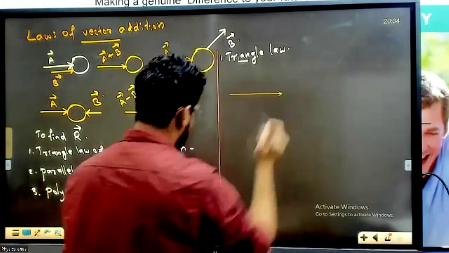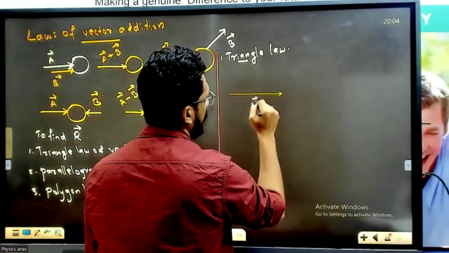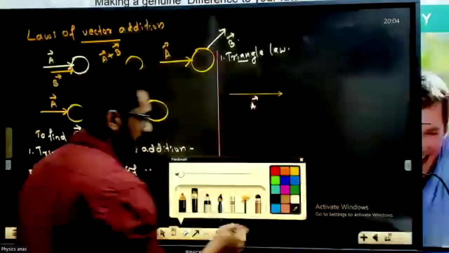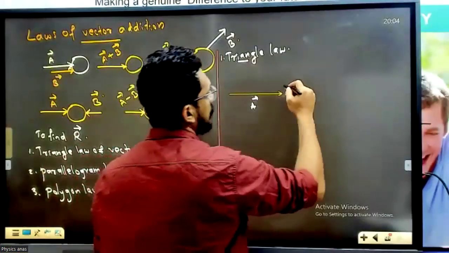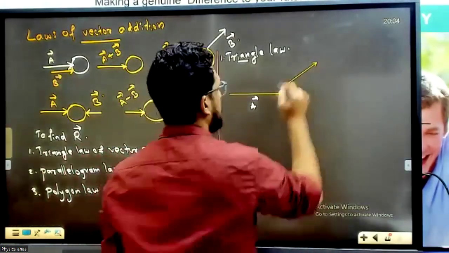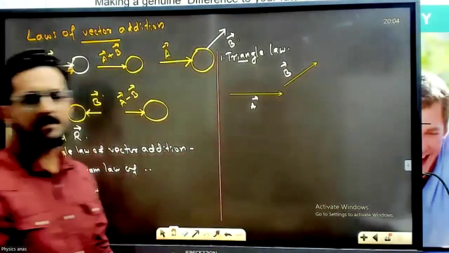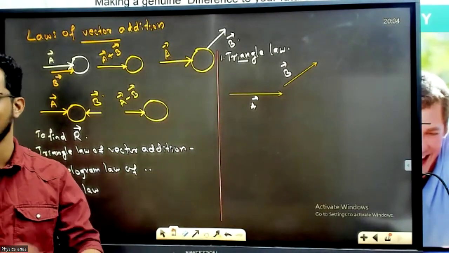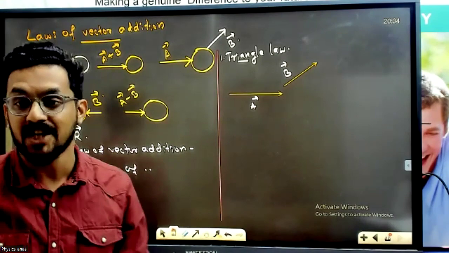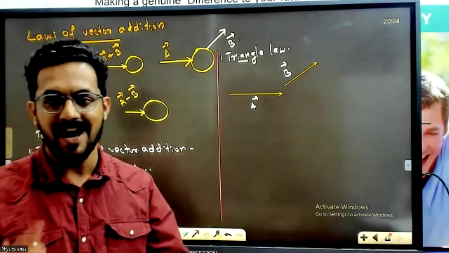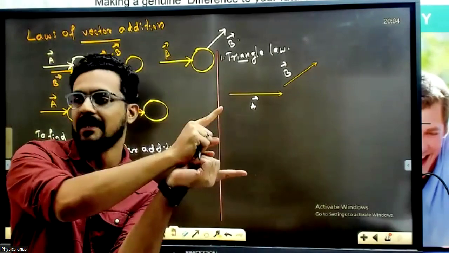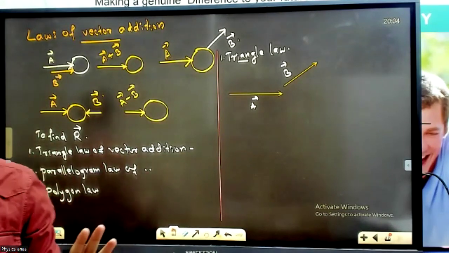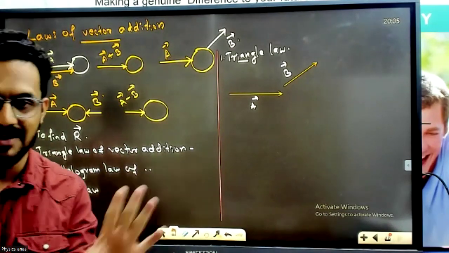The first vector is this. I'm calling it A. Now, I have another vector like this. I'm taking it as B. Now B is like this. And what is the specialty of A and B? They are acting at an angle. They are not in the same direction, they are not in the opposite direction. A is like this, B is like this, so there is an angle between them. So you cannot simply add them or subtract them to find the resultant.